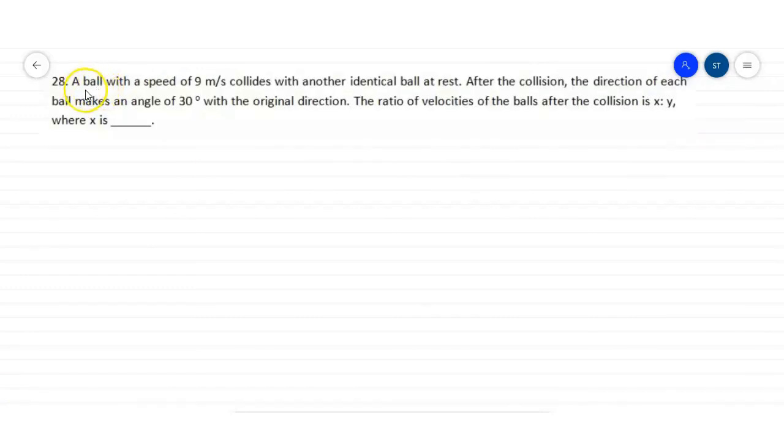Hello everyone. The question given here is, a ball with a speed of 9 meters per second collides with another identical ball at rest. After the collision, the direction of each ball makes an angle 30 degrees with the original direction. The ratio of velocity of balls after the collision is x is to y, then what will be the value of x? So here let us assume two identical balls. One is at rest and other is moving with a speed of 9 meters per second.